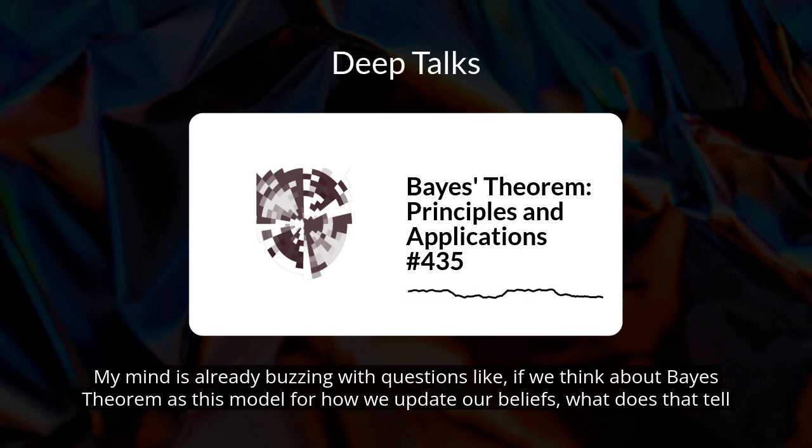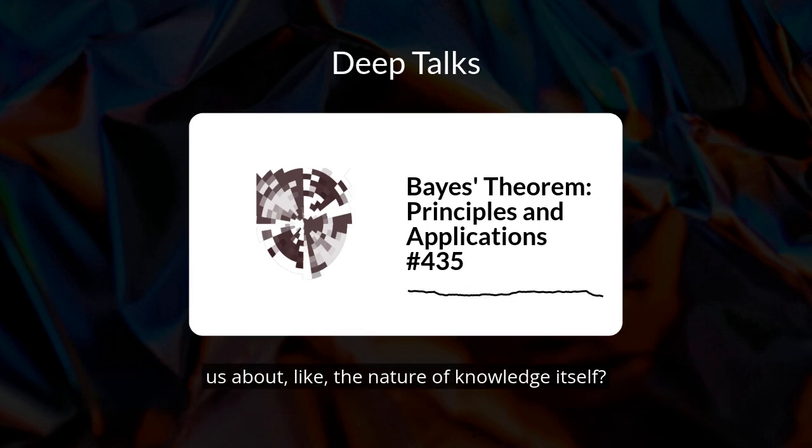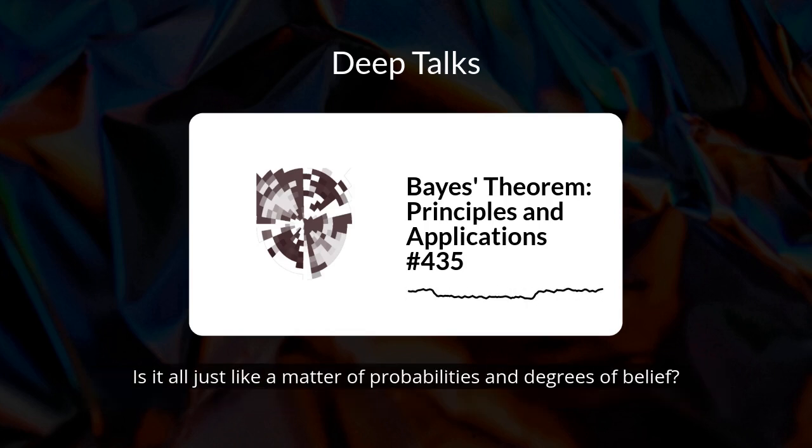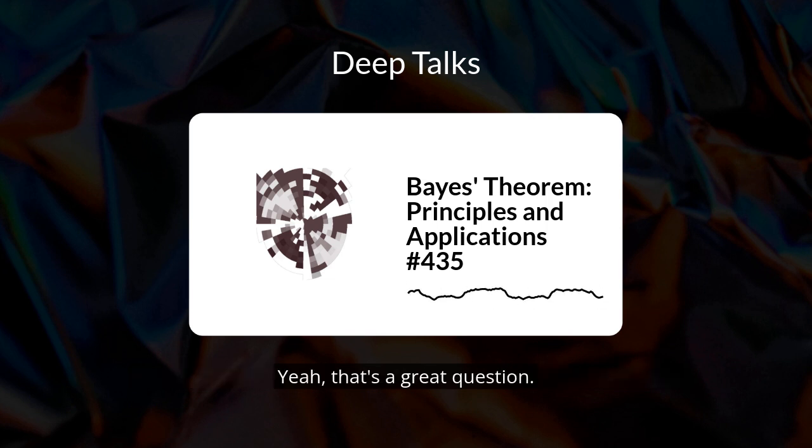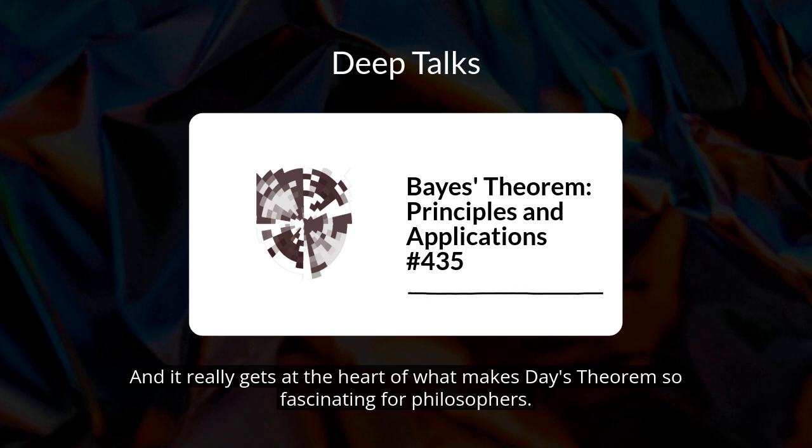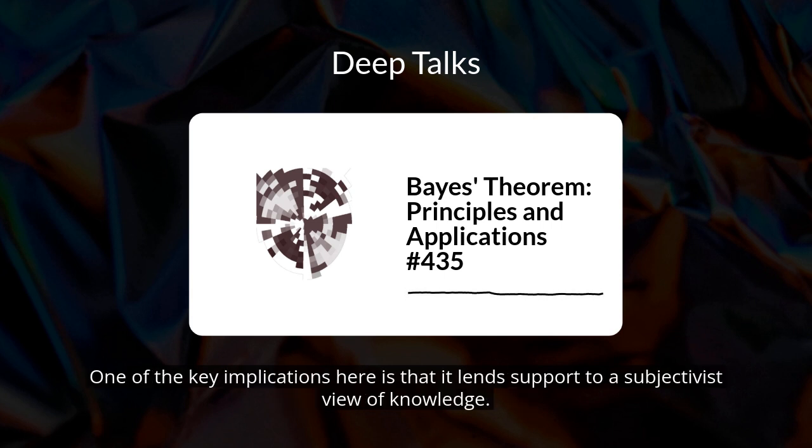My mind is already buzzing with questions. If we think about Bayes' theorem as a model for how we update our beliefs, what does that tell us about the nature of knowledge itself? Is it all just a matter of probabilities and degrees of belief? Yeah, that's a great question, and it really gets at the heart of what makes Bayes' theorem so fascinating for philosophers. One of the key implications here is that it lends support to a subjectivist view of knowledge.